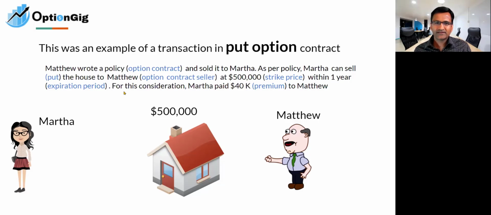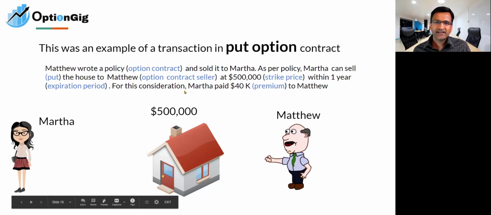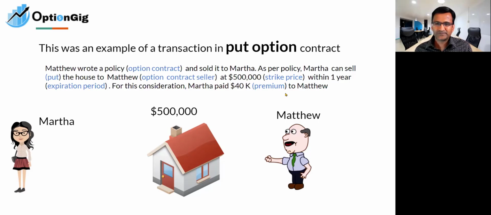Now, for this consideration, for getting this privilege, Martha had to pay a 40K premium to Matthew. And we will look into an option chain and create an option trade, which is exactly like this. We'll talk about all these elements. So this is an example of a put option contract. I took an example from real estate or insurance because most of us are very familiar with how these insurance contracts work.